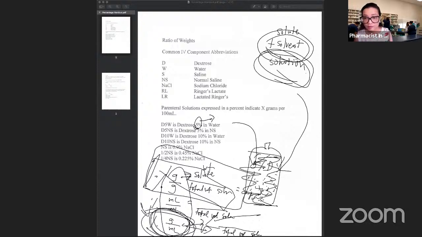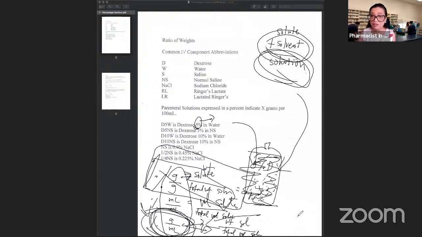But you have to know that the basis of your percentage is always weight of solute over total weight of solution. Weight of solute over total weight of solution, or ml over ml, volume of solute over total volume of solution, and then weight of solute over total volume of solution. You have to remember, numerator is always solute, denominator is always solution, not solvent.